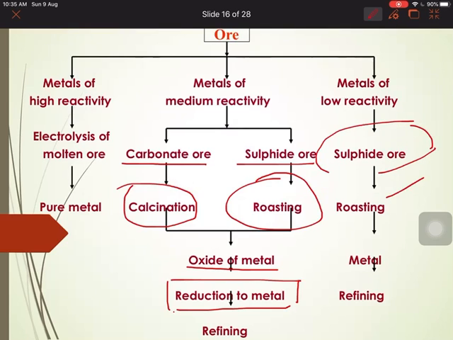Remember that whenever the ore is in oxide form, the reduction process is done directly. If it is in carbonate ore form, firstly by the process of calcination it will be converted to the metal oxide form. If it is in sulfide ore form, then by the process of roasting we convert it to the metal oxide, and this is how it goes on.